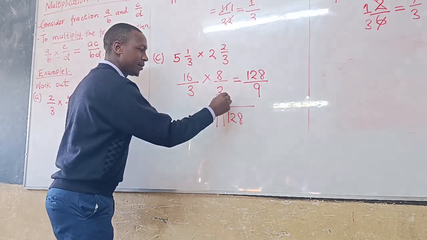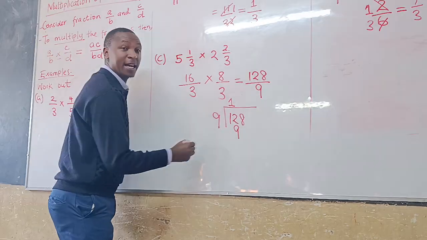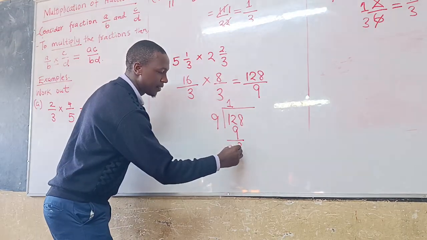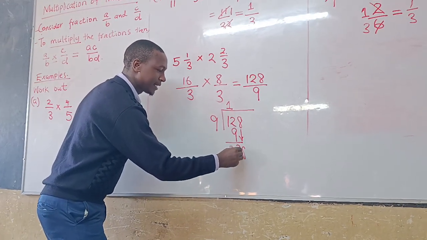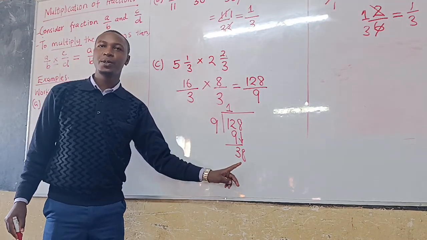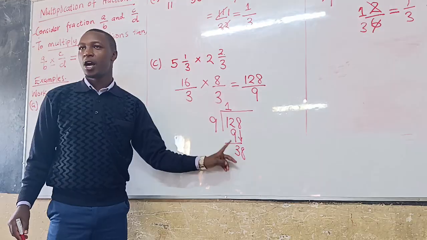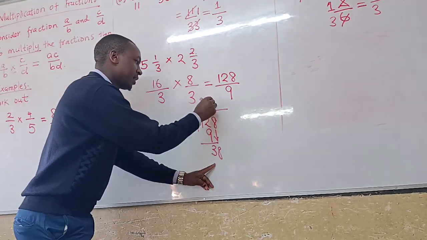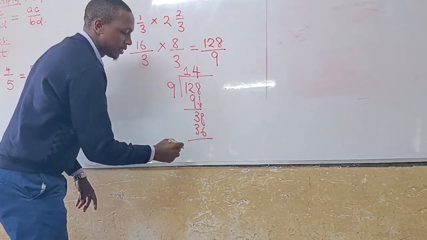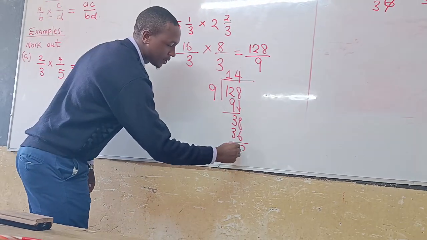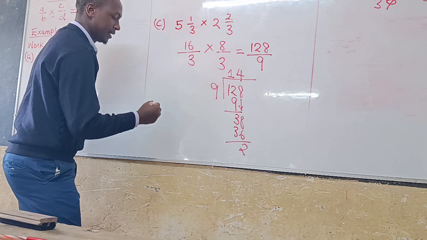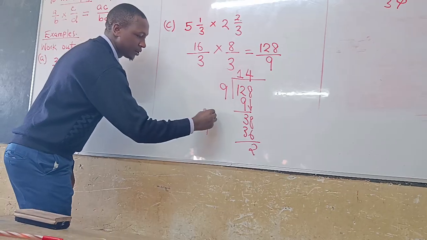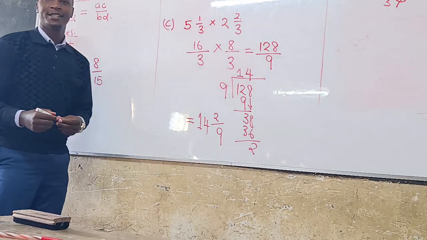So 1 because of 9. Remains what? 12 minus 9 remains 3. We drop the 8. And then how many times does 9 go into 38? 4 times, because of 36. Remains 2. So the final answer in this case is going to be 14 whole, and then 2 over 9.